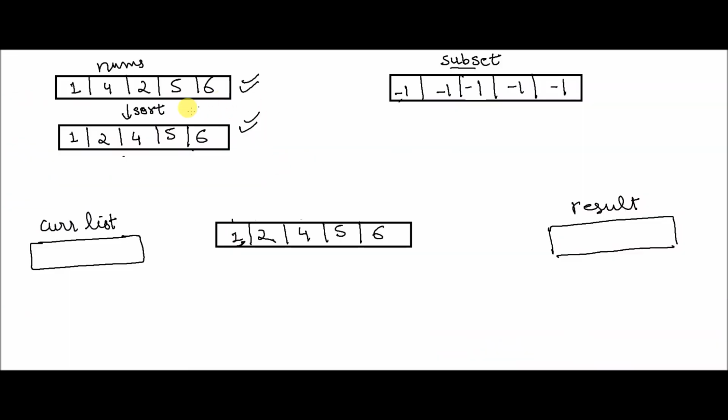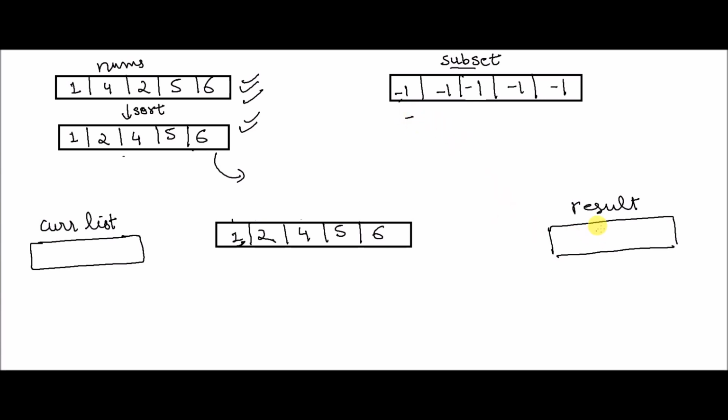I have taken a nums array as an example. So we will be given something like this array, and the first thing that we'll do is sort this array. Alright, so this is the sorted array. I'll be applying depth first search on this array, and we have a subset array that will help us in knowing whether the current element is already a part of some previous subset or not.